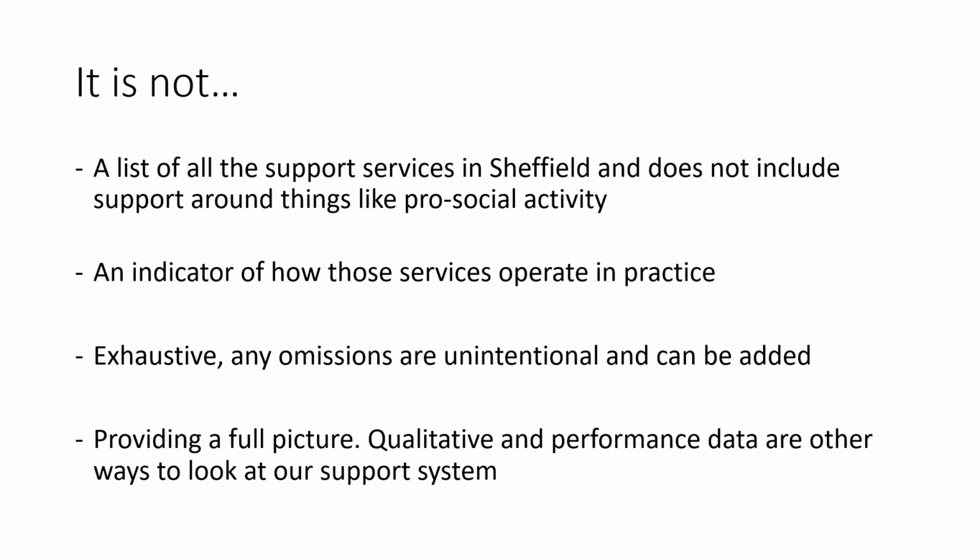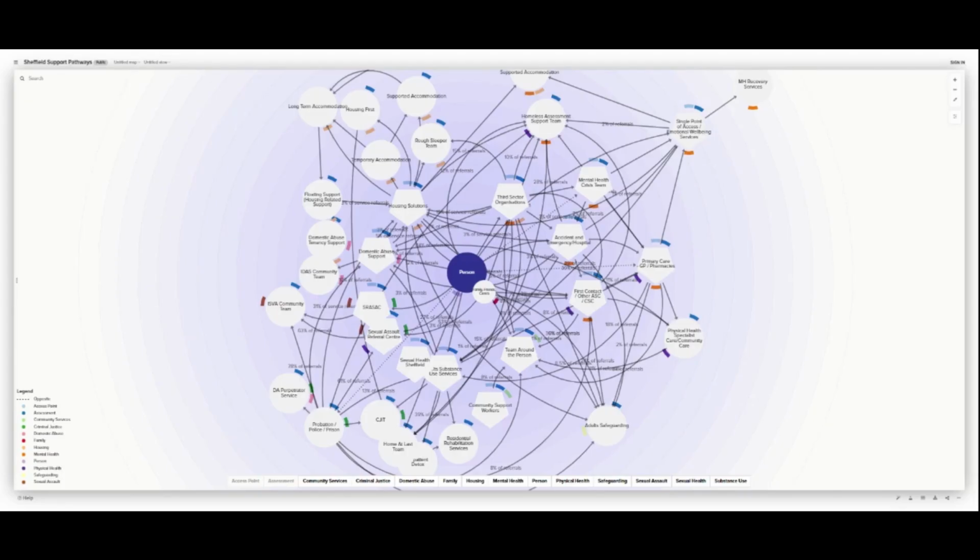Lastly, it is not providing a full picture. Qualitative and performance data are other ways to look at our support system. Now let's look at the map. The map has been developed using Kumu, which is an interactive piece of software, and I'd encourage everyone to look at this in their own time. A link to the map is available via our website.